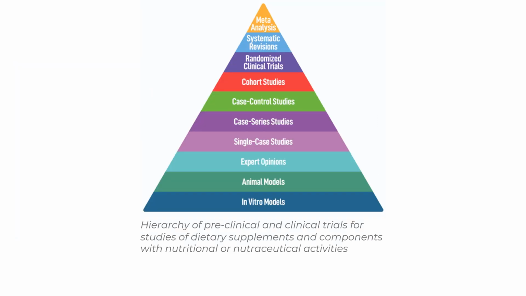This is the hierarchy of preclinical and clinical trial studies of dietary supplement components with nutritional or nutraceutical activity. So, talking about it, the first thing is meta-analysis, then systematic review, then randomized clinical trial, cohort studies, case control studies, case series studies, single case study, expert opinions, animal models, and in vitro. These are the series or hierarchy in which the clinical trials are applied.